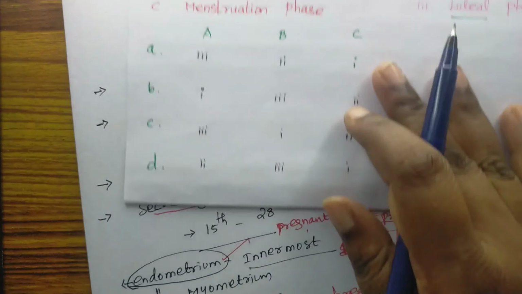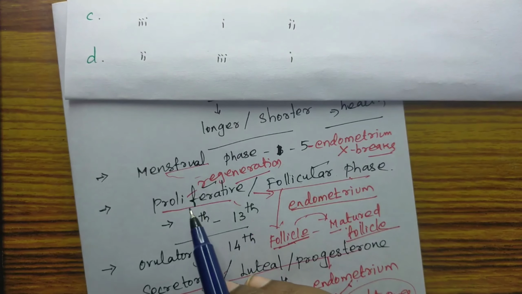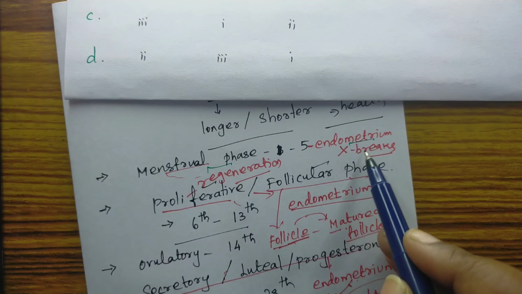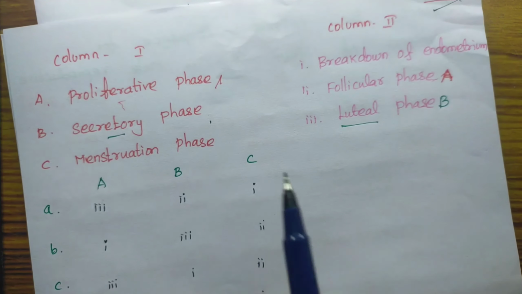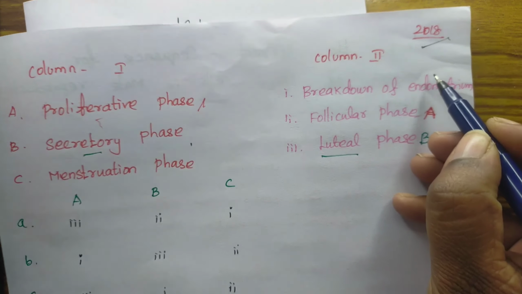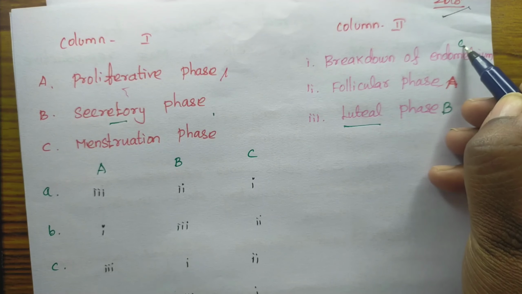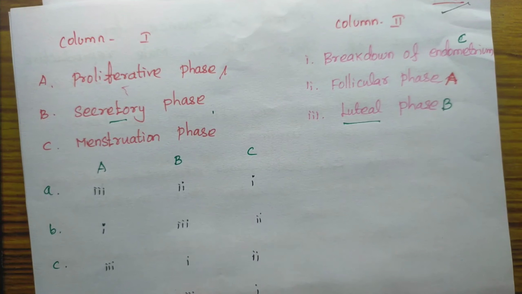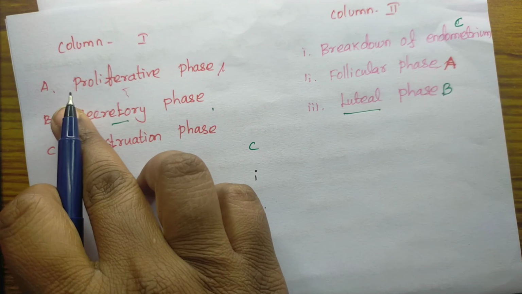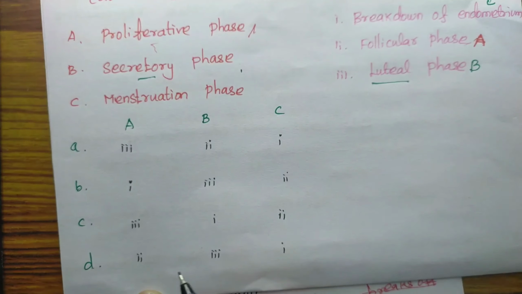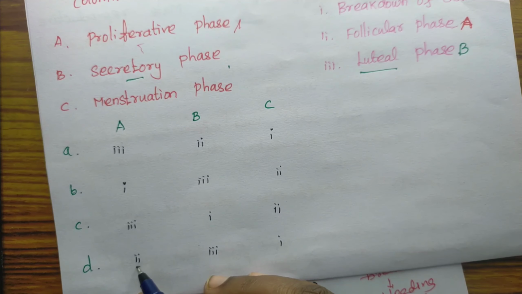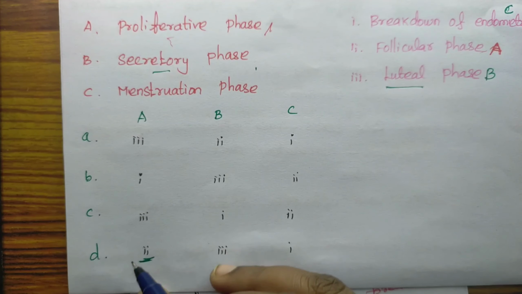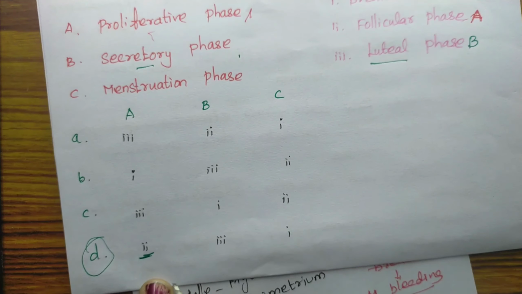Menstruation phase. We knew already that during the menstruation phase, the endometrium breaks off. So we are going to mark this answer as breakdown of the endometrium happening during the menstruation phase. Now we can easily find the answer. For A, the option is 2. You can find option 2 here. So the exact, correct answer is option D.